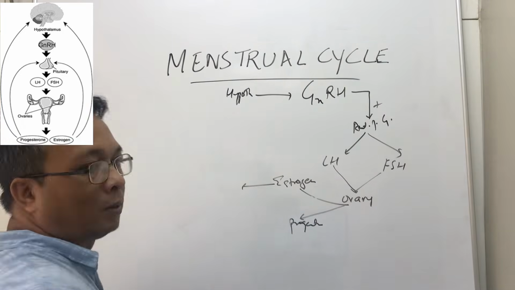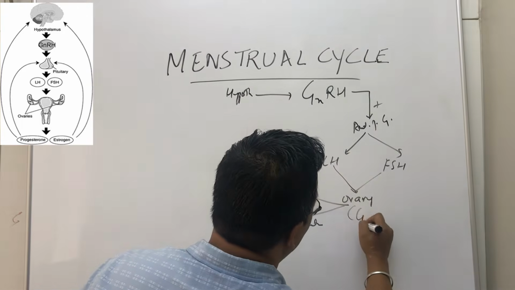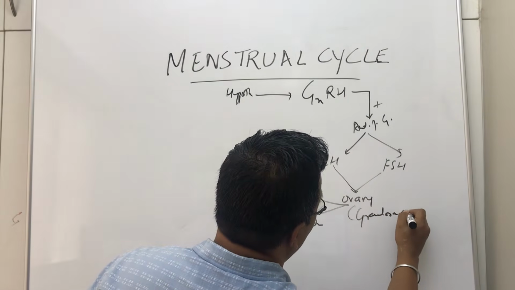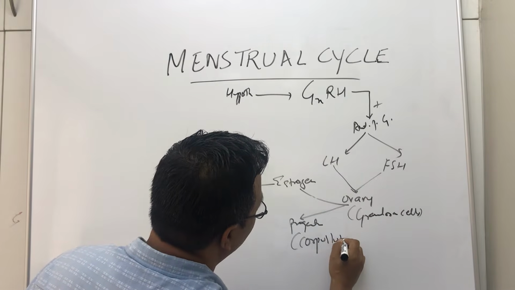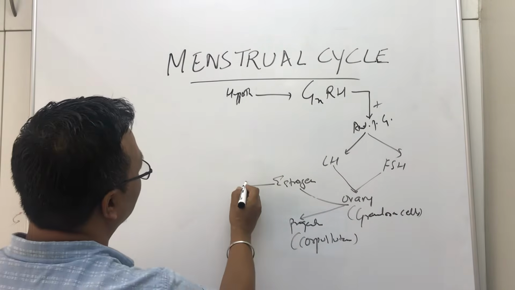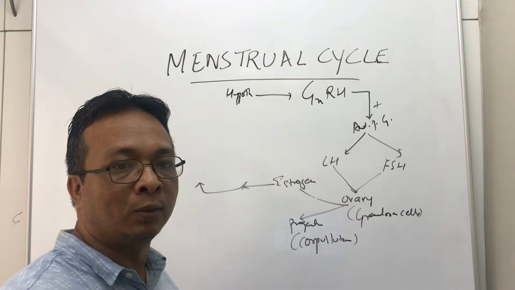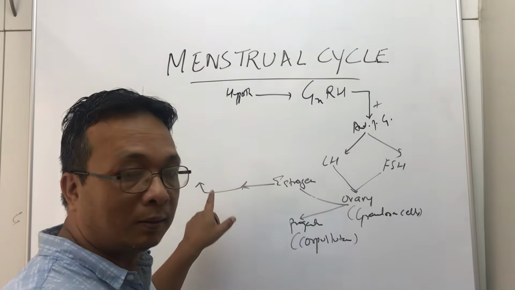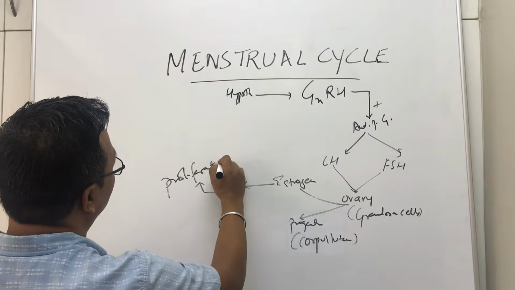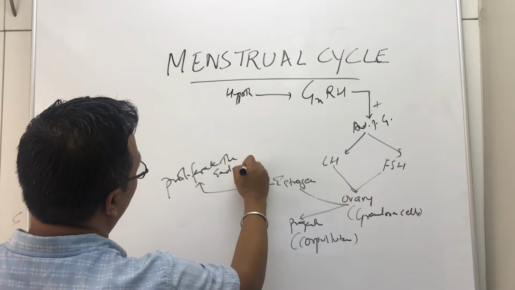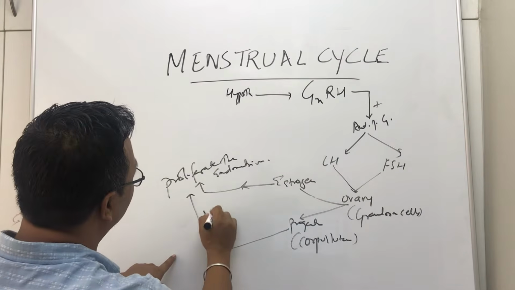So which cells of the ovary secrete estrogen? The granulosa cells, right? Granulosa cells secrete estrogen, and the corpus luteum secretes progesterone, right? What the estrogen will do is proliferate the endometrium, and the progesterone will maintain the endometrium.